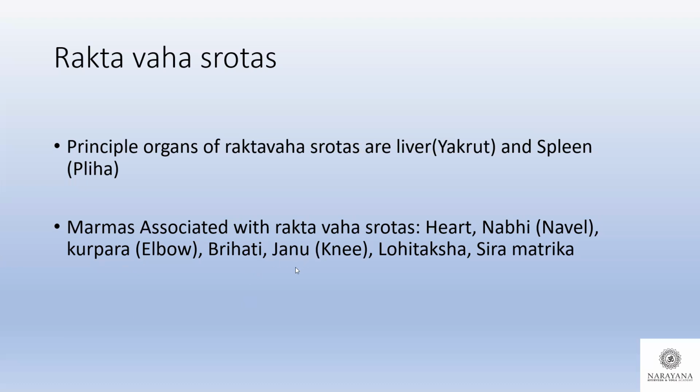Jano is your knee, again right knee, left knee. And then Lohitaksha. Anybody remember where Lohitaksha is? That's in the upper limb and lower limb, where the limb comes and attaches to the trunk. In the upper limb, it's where the axilla is. I'm just giving the general area, so you know where that is, as opposed to, is it on my tummy? No, it's not on your tummy. It's in the upper limb, where the axilla is.